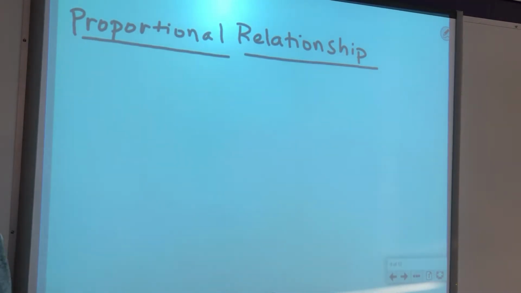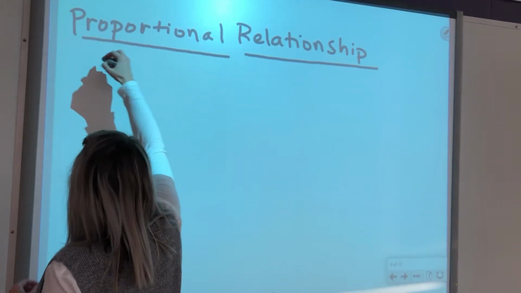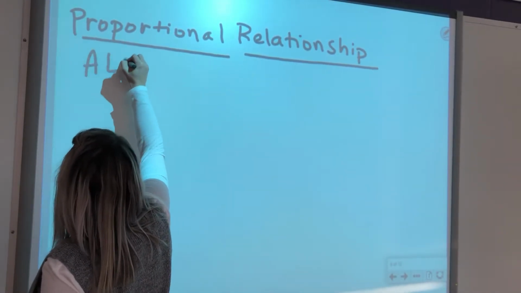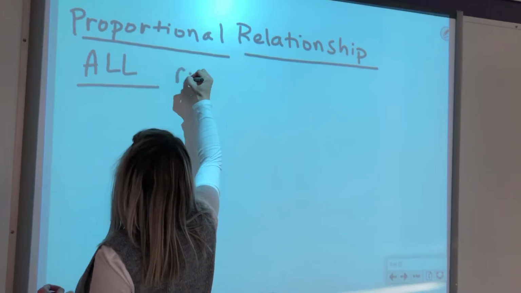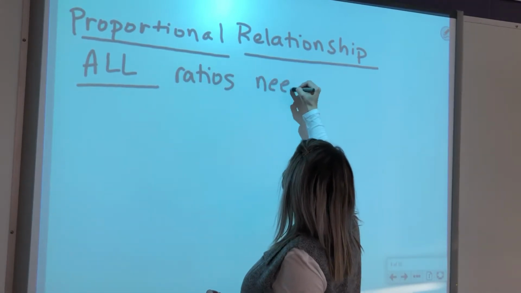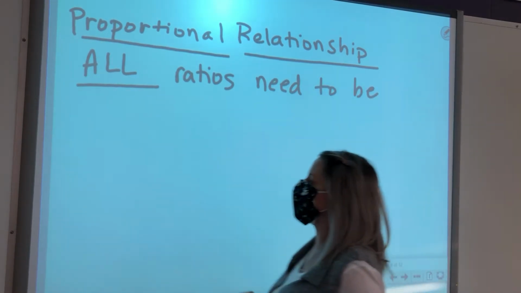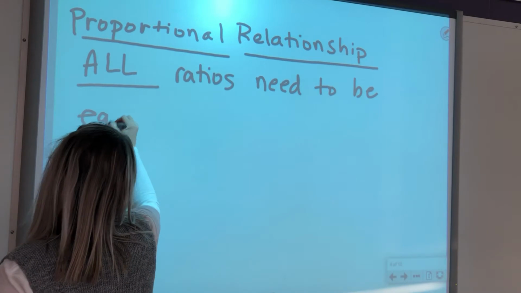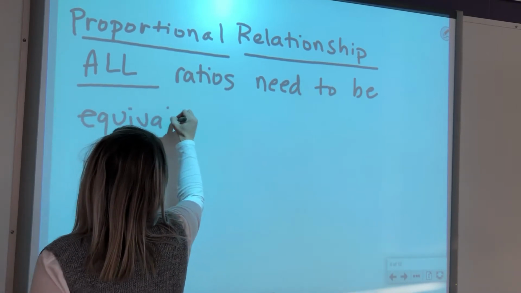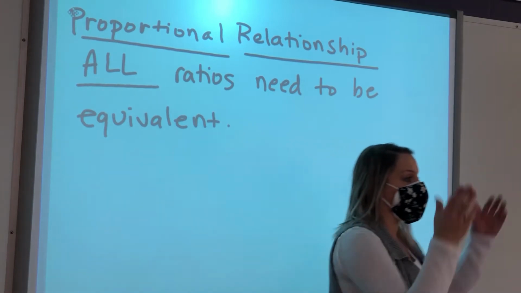I heard some different things. Equivalent ratio. Very good. So, for a relationship to be proportional, all ratios need to be equivalent. Okay, so what does that actually mean? That means when I reduce down my ratios, they all have to be equal to each other.